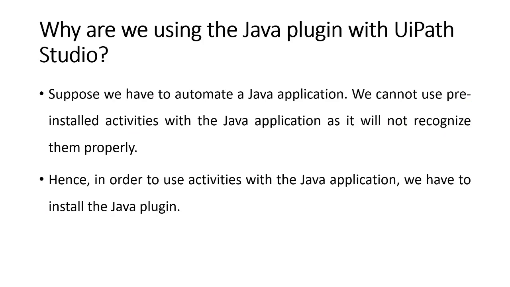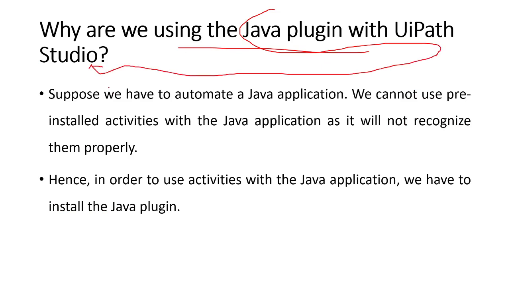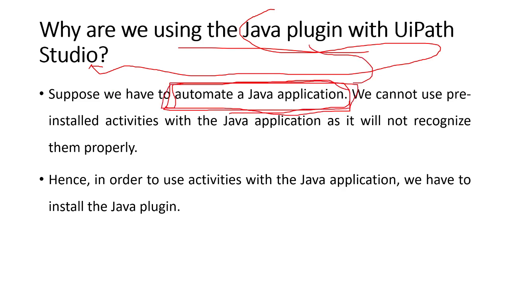So why are we using the Java plugin with UiPath Studio? Why do we need the Java plugin with UiPath Studio? This is an interesting question. You use the Java plugin when your requirement is to automate a Java application. Whenever you want to automate a Java application, you have to go for the Java plugin. Even without the plugin you can do that, but it will be a hectic task. I already told you the difference between using the plugin and without using the plugin, right? We cannot use pre-installed activities with a Java application as it will not recognize them properly.